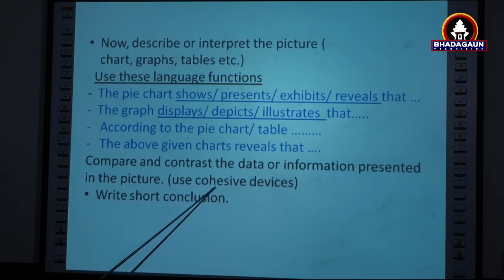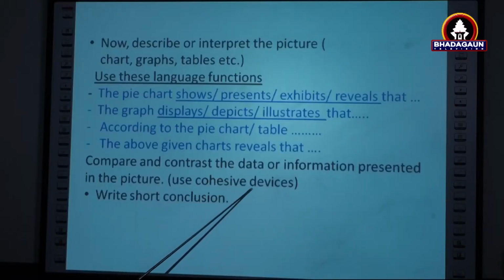To make this paragraph coherent, you have to use cohesive devices to link the previous idea to the later one. When you write the first sentence, you must link it to the second one, or the later one. So to join the first idea to the second one, some cohesive devices are used. You have to make your answer the best. That's why you have to use cohesive devices to make your answer orderly and nice. So write a short conclusion.